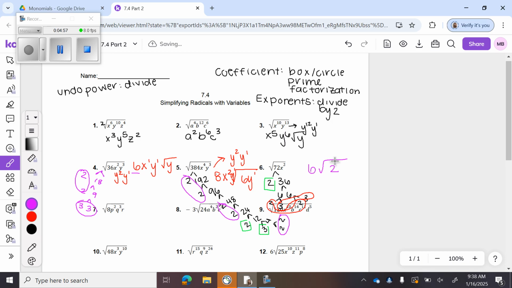All right, now I got to deal with this x squared. I can divide that 2 by 2. 2 by 2 is 1. So I got 6x root 2.